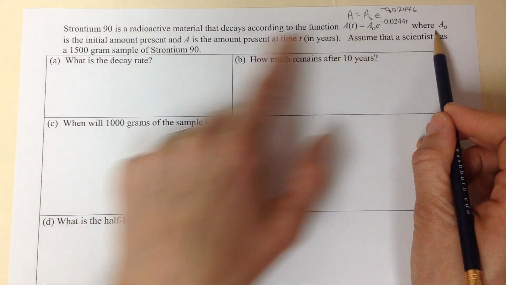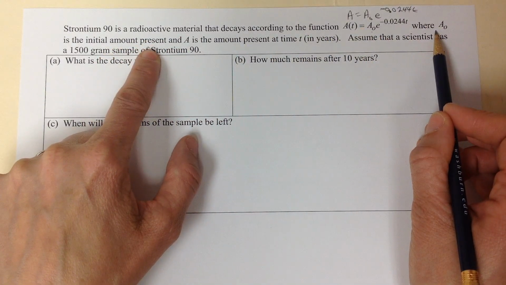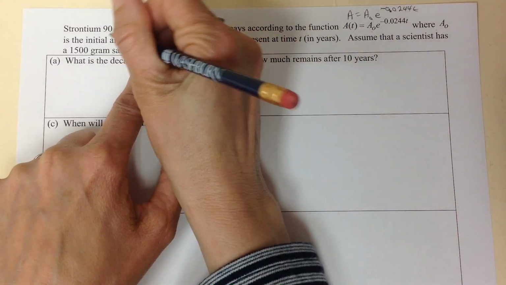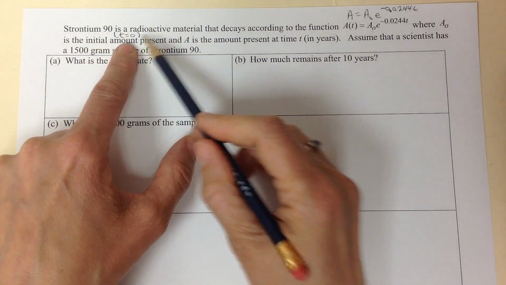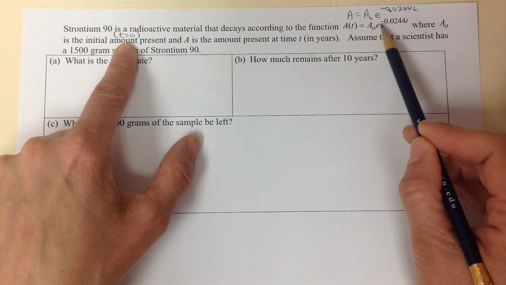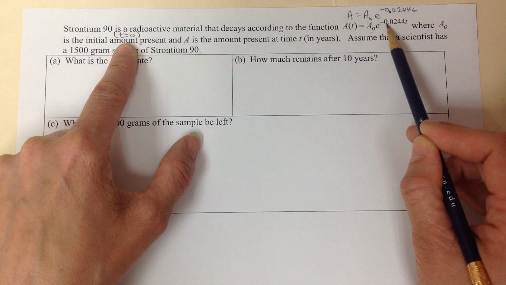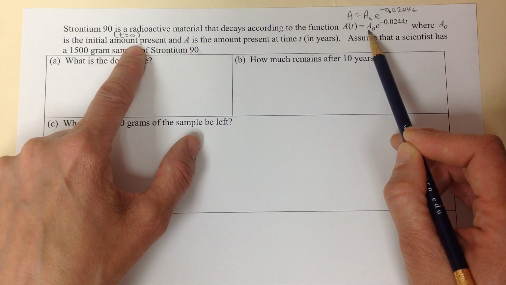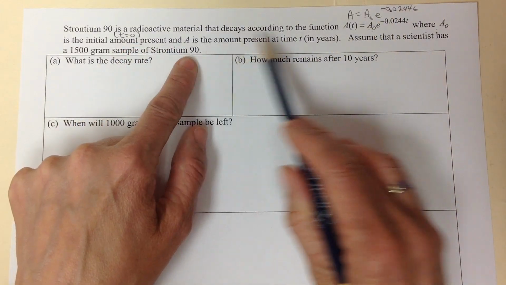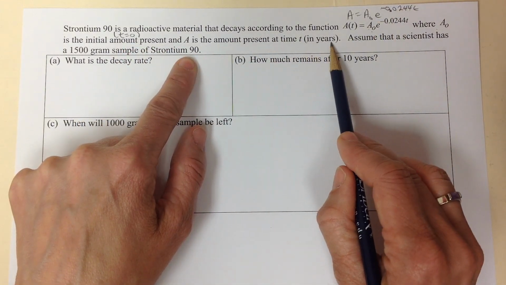A naught is the initial amount present. So that means at t equals 0. And you can see that from the equation. If you put in t equals 0, your exponent becomes 0, e to the 0 is 1. 1 times this gives you the amount, A naught. And A is the amount at time t, which is in years.